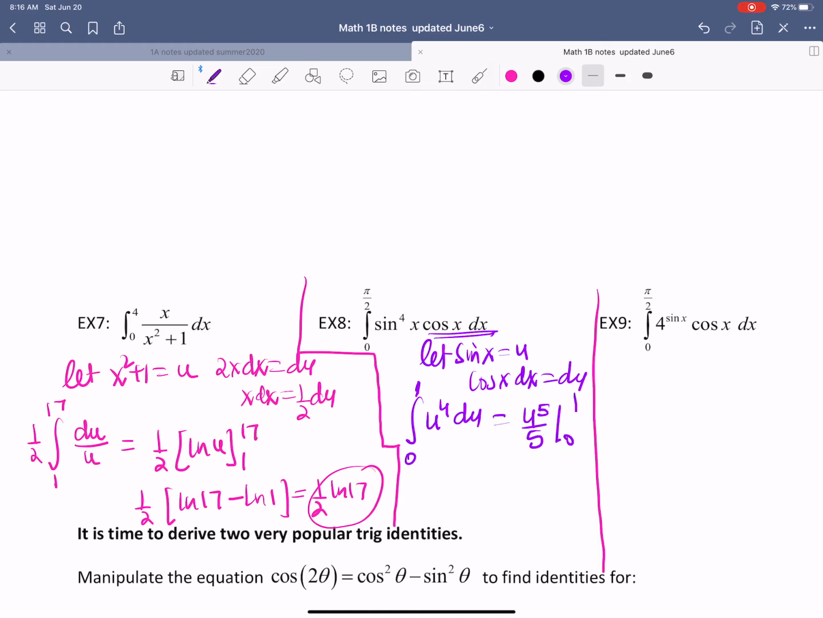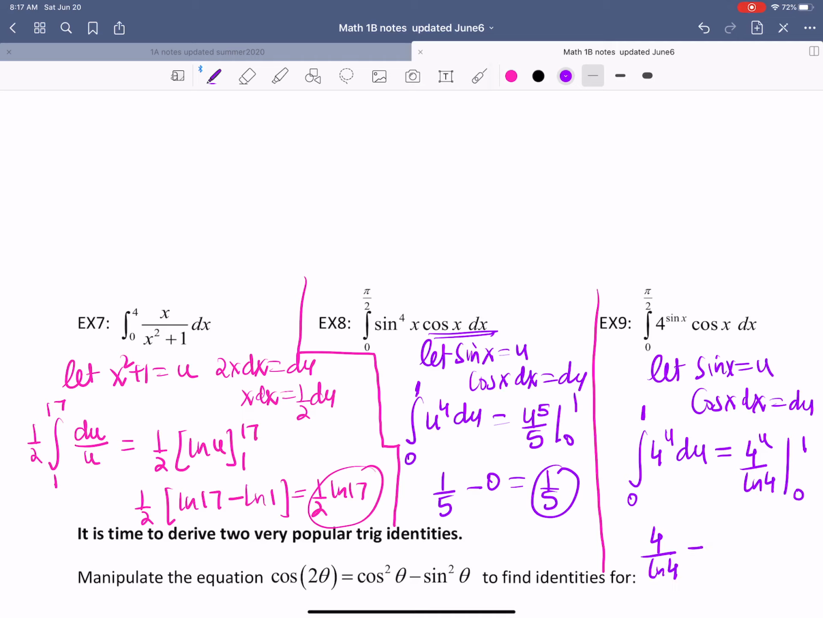What's the integral of 4 to the power x or 4 to the power u? It is 4 to the power u divided by natural log of 4, going from 0 to 1. Okay, so 4 to the power 1 over natural log of 4 minus 4 to the power 0 is 1 over natural log of 4. And that would be our answer. Actually, we can simplify it to 3 over natural log of 4.